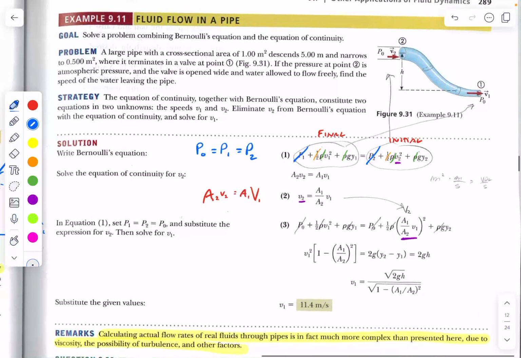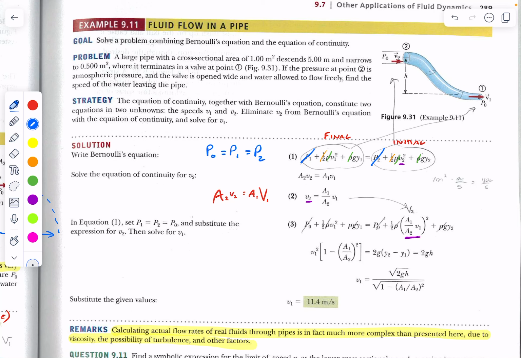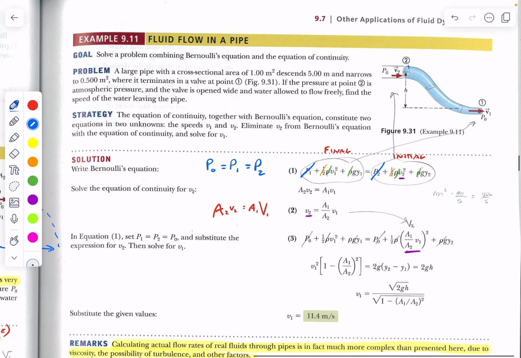And finally, in this screencast, fluid flow in a pipe. We have a large cross-sectional area here. We have a narrower one down here. So we have big A, small v. Down here we have little a, big V.